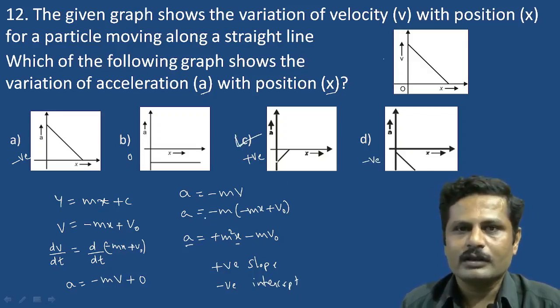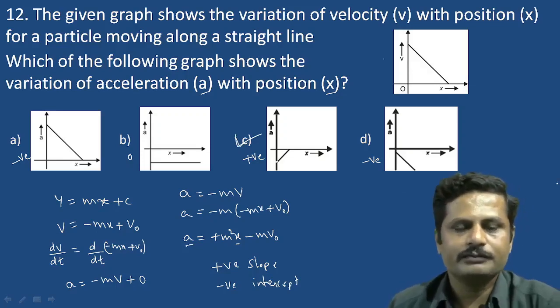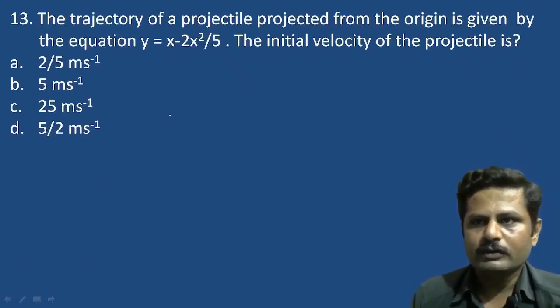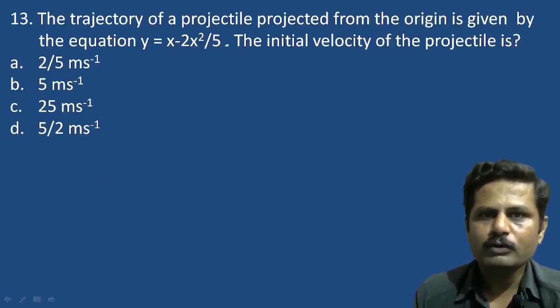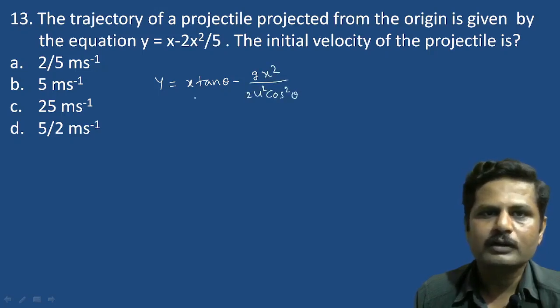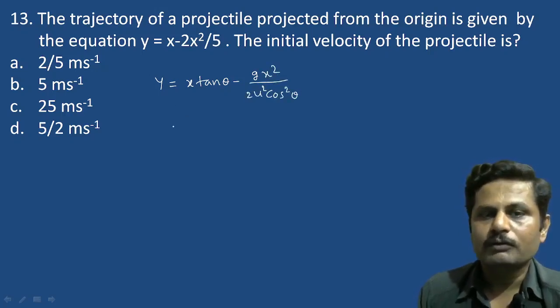Okay. Let me move to the next question, the 13th. The trajectory of a projectile projected from the origin is given by the equation y equals x minus 2x squared divided by 5. The initial velocity of the projectile is? As we know, the trajectory of a projectile is given by y equals x tan theta minus g x square divided by 2u square cos square theta. This is the equation for the trajectory of a projectile, a parabola. Now the given equation is y equals x minus 2x square divided by 5.